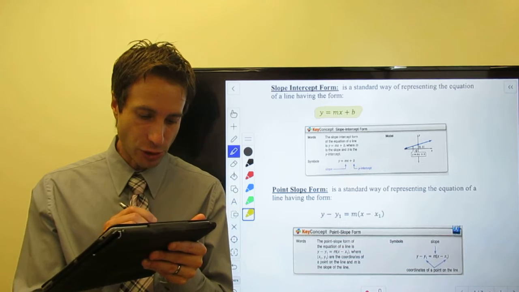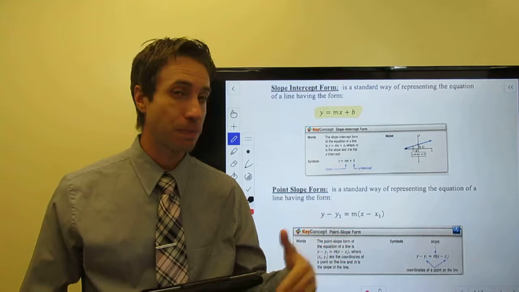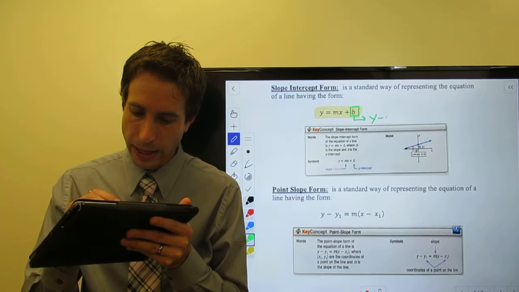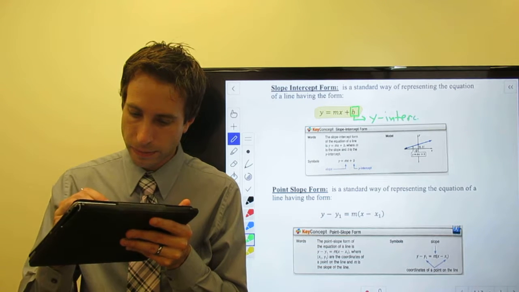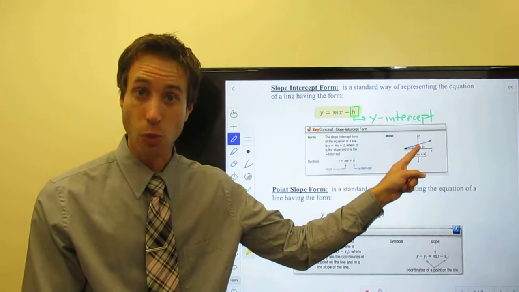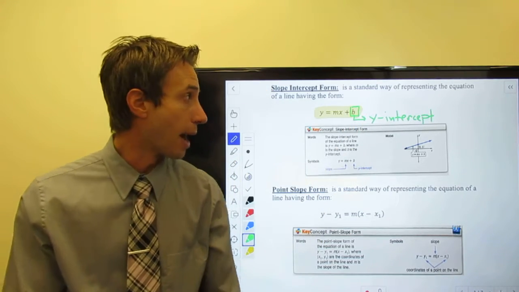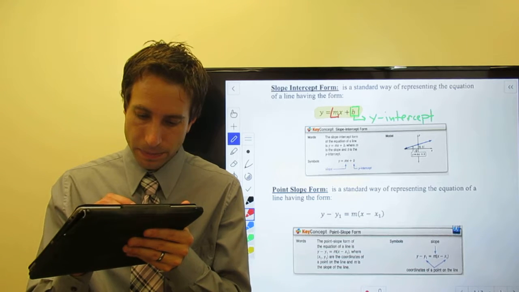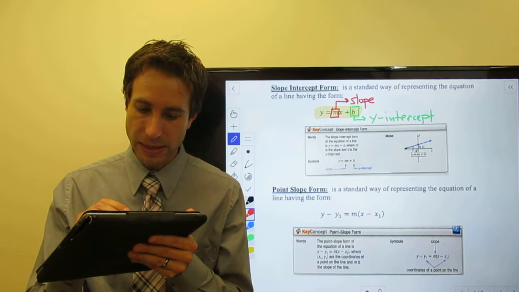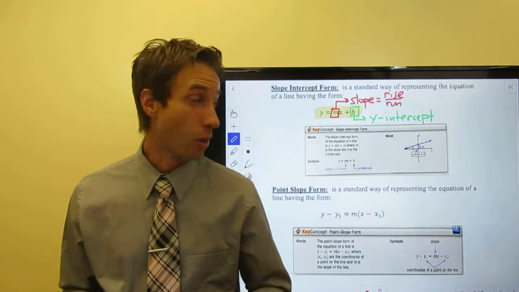What you need to remember about slope-intercept form is this. In slope-intercept form, y equals mx plus b. The b is going to be your y-intercept. Remember from Algebra 1, the y-intercept is where you cross the y-axis. That value tells you where the line crosses the y-axis. The m is your slope. Remember, slope is equal to rise over run. Rise over run.